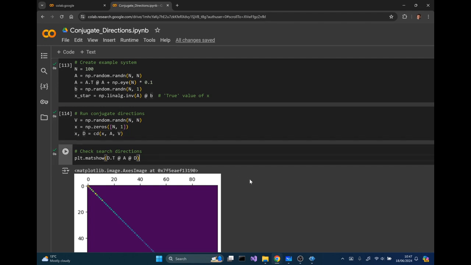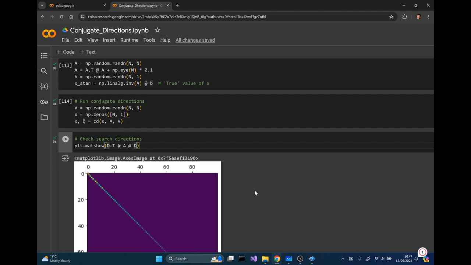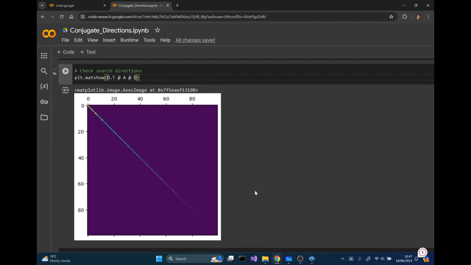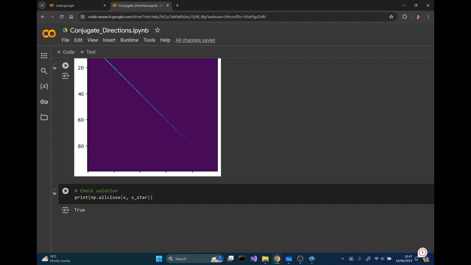One of the things I want to do to make sure it's working okay is to check that all of our search directions are indeed A orthogonal, i.e. check that the A orthogonal Gram-Schmidt process is implemented correctly. If it is, it means that the matrix D transposed multiplied by A multiplied by D should be diagonal. I've just plotted that as a quick check, and it looks okay. Then finally at the end, we check our solution against that obtained by computing the full inverse of A, and they are both the same or close enough. So everything seems to be working okay.